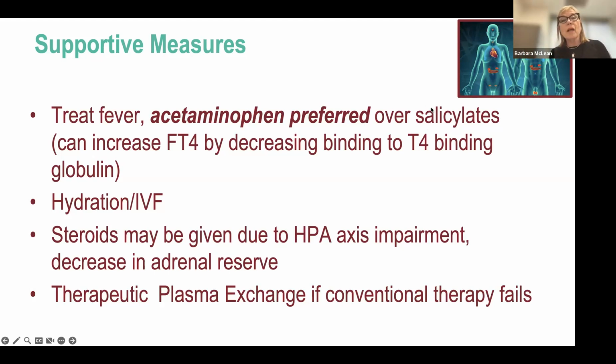And salicylates actually can promote more free hormone. Free hormone is going to be biologically active. So the choice is to avoid aspirin. I think all of us avoid aspirin anyway. We're going to use acetaminophen, okay? And again, we're going to think about steroids. We're going to think about iodinization. If you cannot control the patient and they continue with this persistent thyrotoxicosis, it is possible to do a plasma exchange.